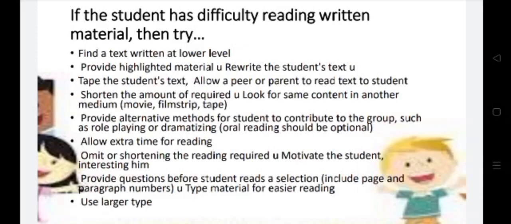If the student has difficulty reading written materials, then try the following. Find a text written at a lower level. Provide highlighted materials. Rewrite the student text. Tape the student text. Allow a peer or parents to read the text to the student. Shorten the amount of required reading. Look for the same content in another medium: movie, filmstrip, or tape. Provide alternative methods for students to contribute to the group, such as role-playing or dramatizing. Oral reading should be optional.